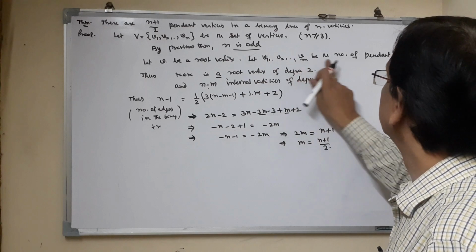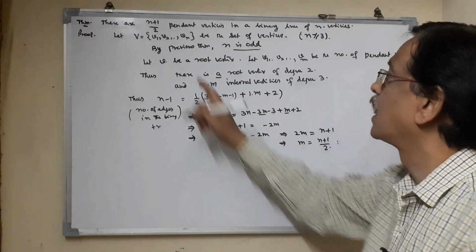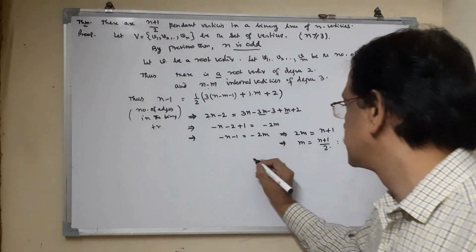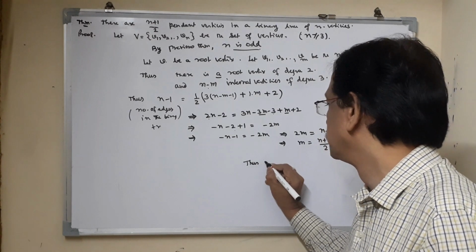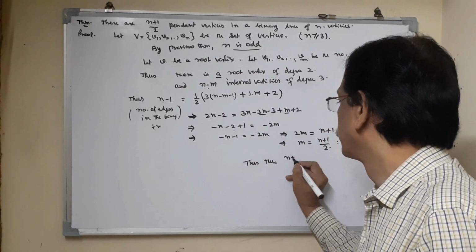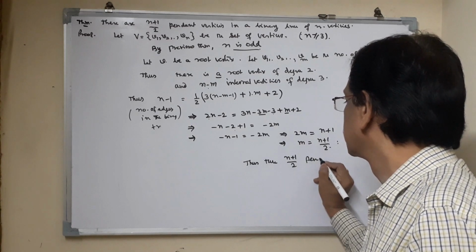What is m? The number of pendant vertices. So there are (n plus 1) by 2 pendant vertices. Thus there are (n plus 1) by 2 pendant vertices.